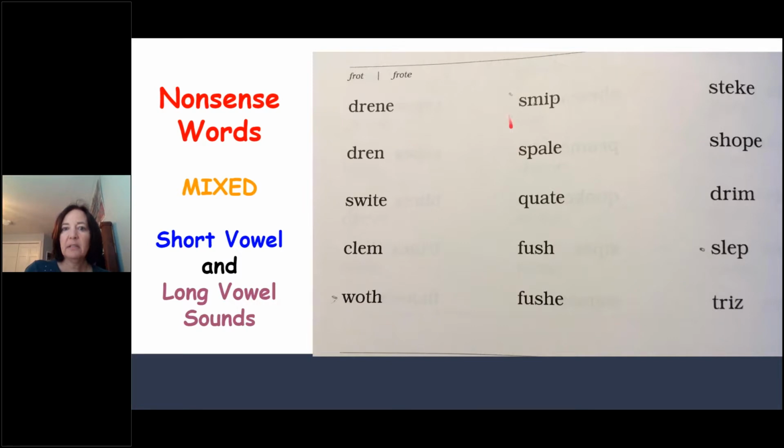smip, spale, quate, fush, steek, shope, drem, slep, triz.